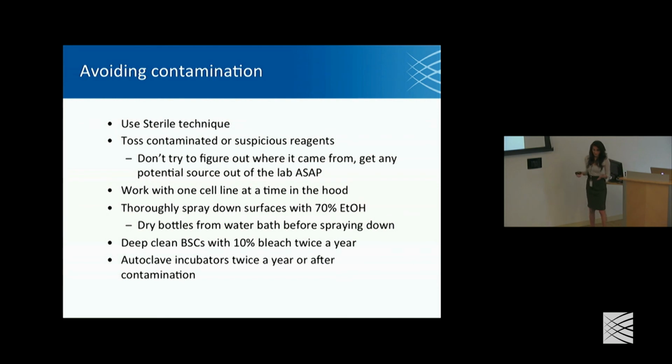Some ways to avoid contamination, of course, are to use sterile technique and to toss contaminated or suspicious reagents. Don't waste your time trying to figure out where the source of the contamination is. If you know that a certain media was used on a contaminated cell line, it's usually just best to get rid of it. It's also best to work with one cell line at a time in the hood, and it's best to thoroughly spray down your surfaces with 70% ethanol.